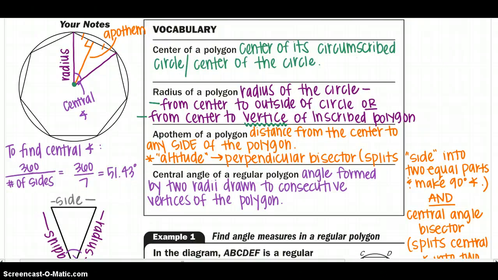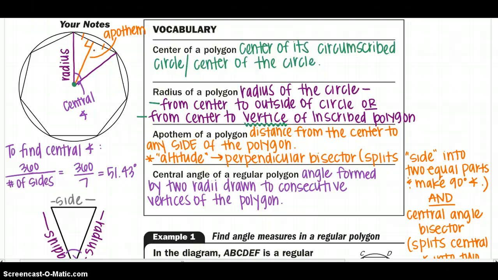It also bisects the central angle. So if we find the central angle, we will know that the apothem splits it into two. And then last, the central angle is the angle formed by two radii drawn to consecutive vertices of the polygon. So if I have two radii that I have drawn, that you can notice in that dark purple, it almost creates a triangle that we'll talk about a little later. And the angle that it creates by those two radii is called the central angle.